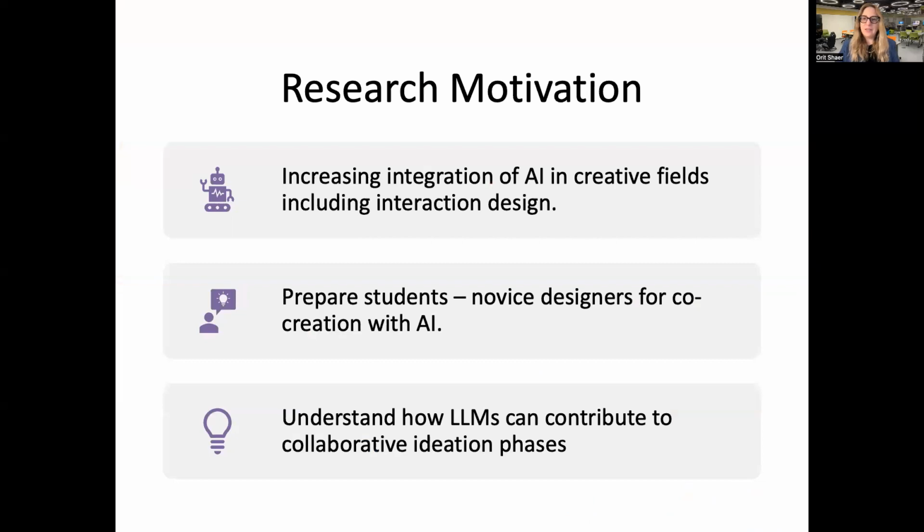The increasing availability of large language models and generative AI tools has a significant impact on creative fields. Multiple researchers have highlighted the potential impact of generative AI on the practice of interaction design and user research. Our goal for the research we present here is twofold. We seek to prepare students who are novice interaction designers for emerging practices of co-creation with generative AI. We also seek to understand how large language models can contribute to creative processes.